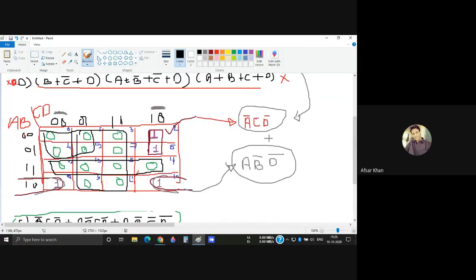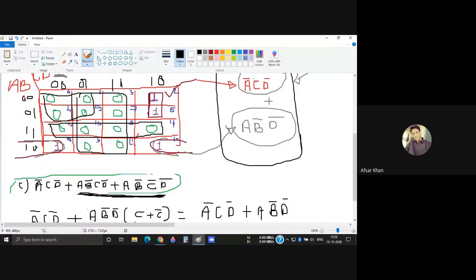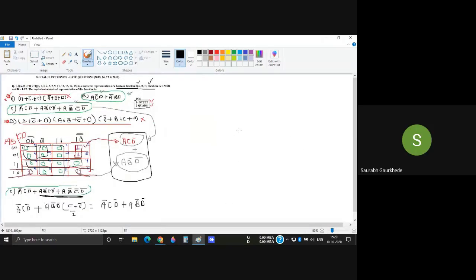So we have got this from the KMAP. See, the same A bar C D bar plus A B bar D bar. Yes or no? So we have solved question number one. You can take a screenshot of this or you can write it in your notebook also.